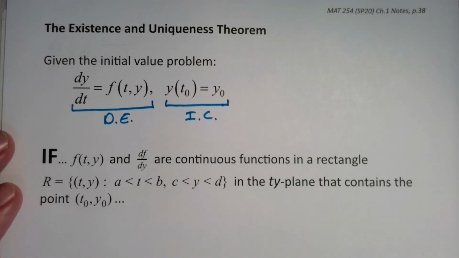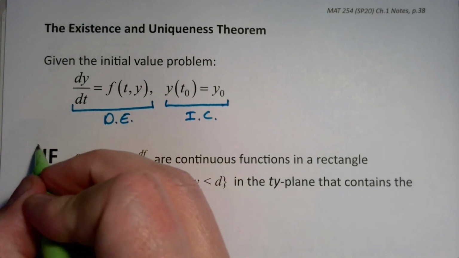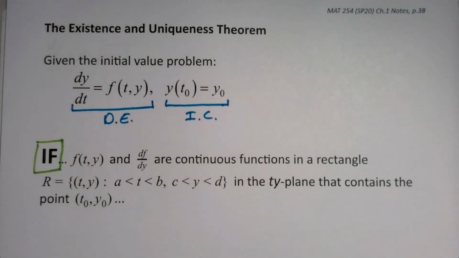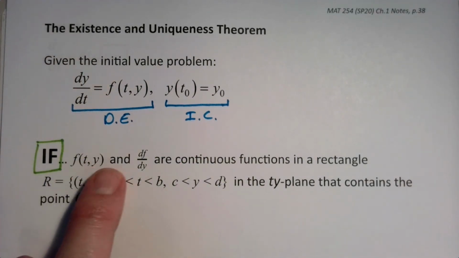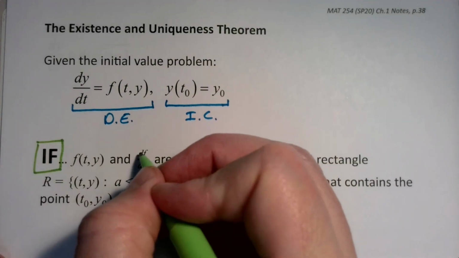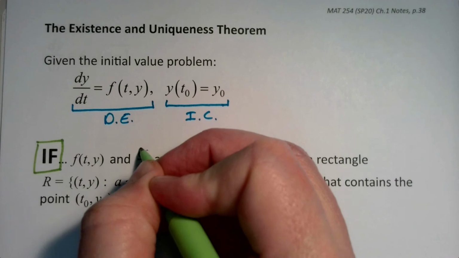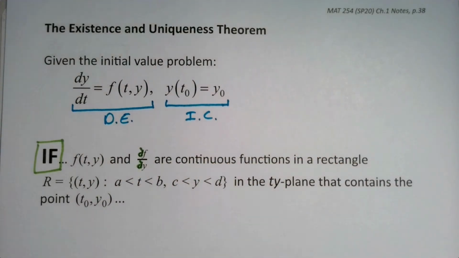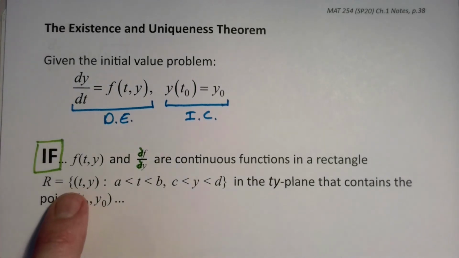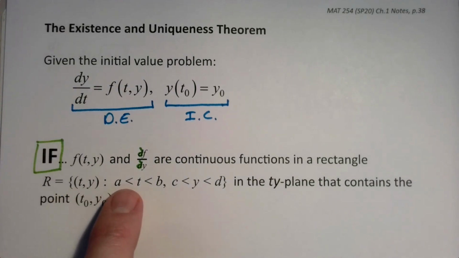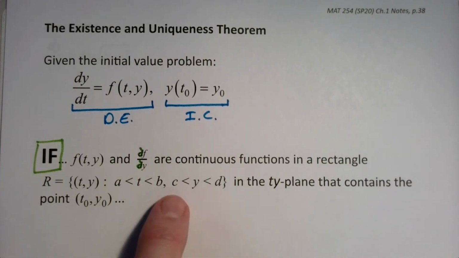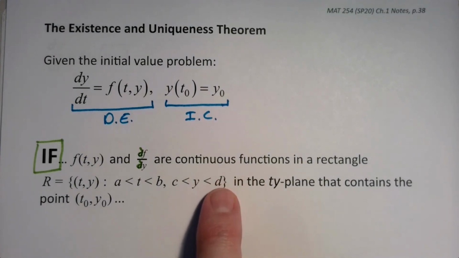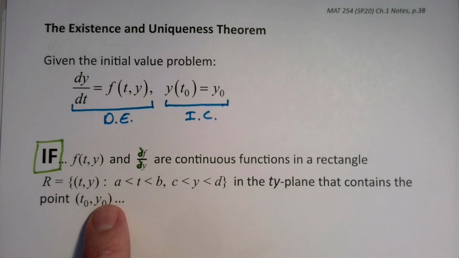Right? So given an initial condition and a differential equation, and then here comes the big theorem statement. The theorems in mathematics almost always start with an if. So if that differential equation, and I don't know why it keeps coming up wrong on here. This should be the partial derivative. Apologies. That's the partial derivative of f with respect to y. If both of those are continuous functions in a rectangle, and the rectangle is defined over t and y as being between two t values horizontally and between two y values vertically, right? So if you have a rectangle in the ty plane that contains your initial condition, right?